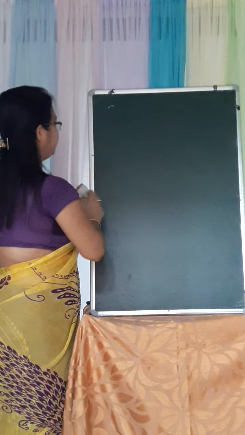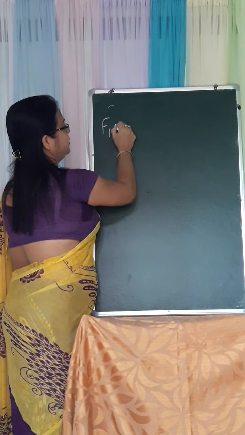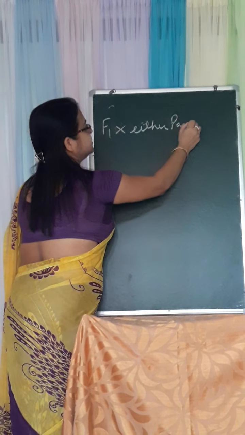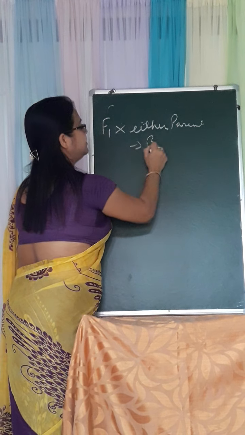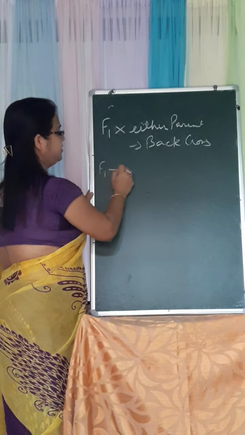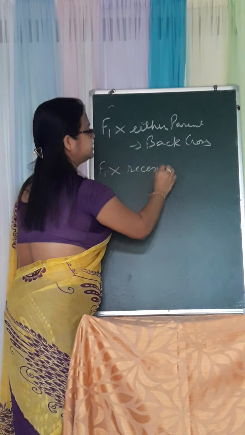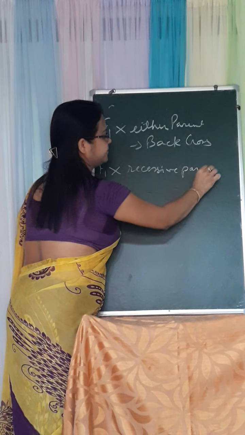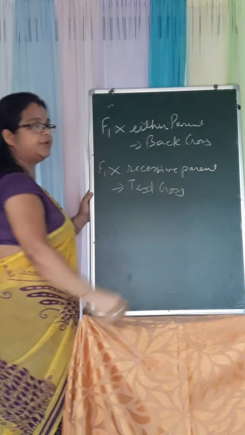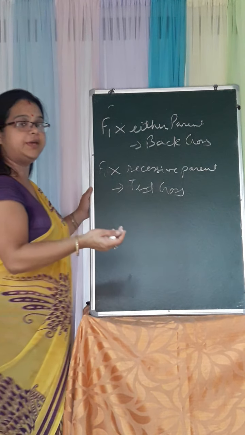Very simply we can see: F1 crossed with either parent is called back cross, and F1 crossed with the recessive parent, this we call test cross. If we study the back cross properly, then simultaneously we also know what the test cross is.